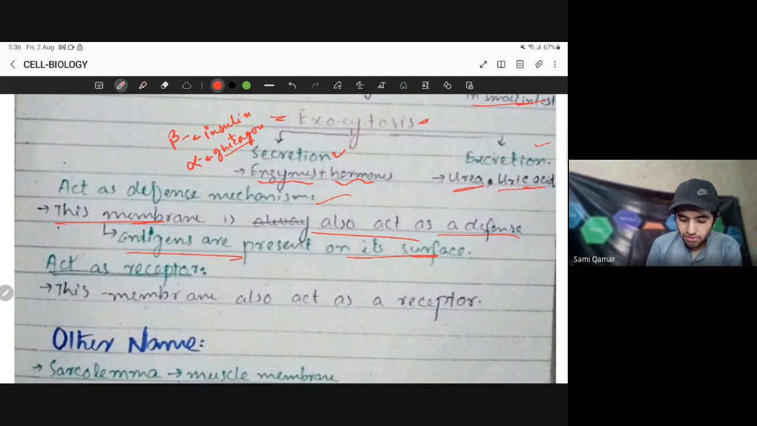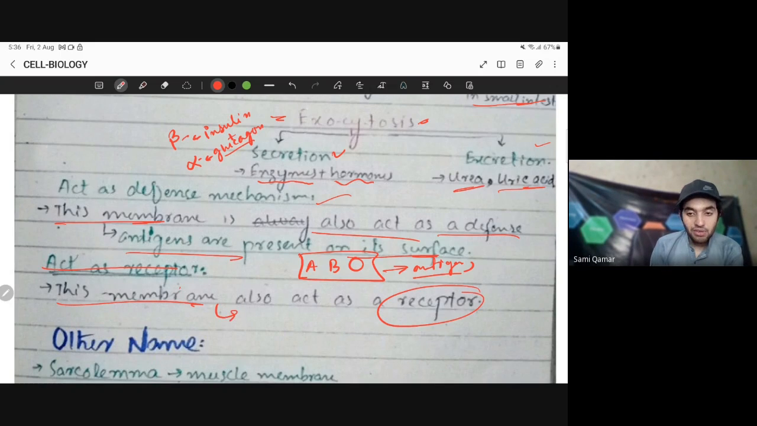Antigens are present on its surface, as you know. Antigens, like the A, B, O blood groups. These are antigens that will be present on the lipid cell membrane. It also acts as a receptor. This membrane also acts as a receptor. It will receive antibodies.